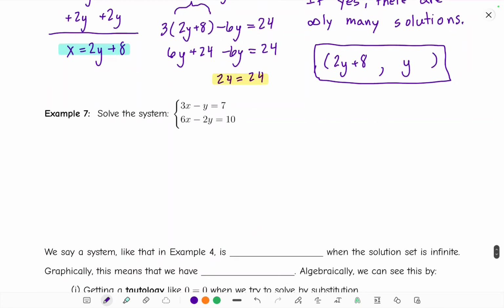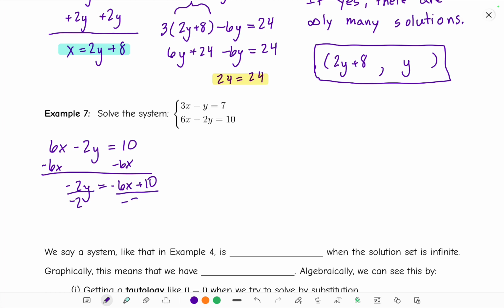Okay, example 7. Just to change things up, let's start with the second equation. So 6x minus 2y equals 10. And here, because the y has the smaller number in front of it, I'll solve for y. So subtract 6x: negative 2y equals negative 6x plus 10. Divide by negative 2, divide by negative 2. Y equals 3x minus 5.